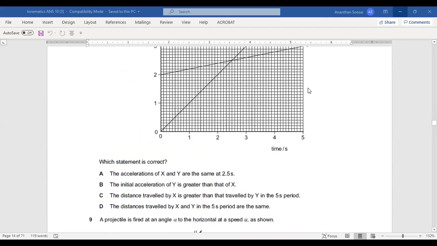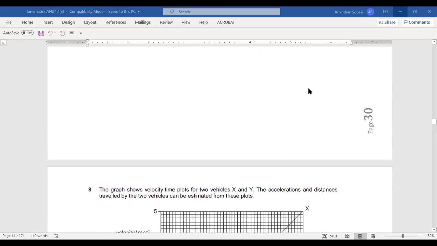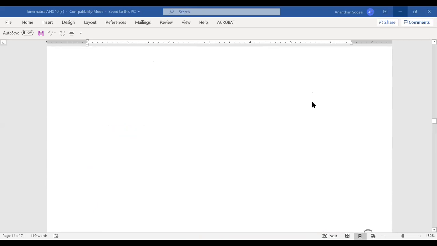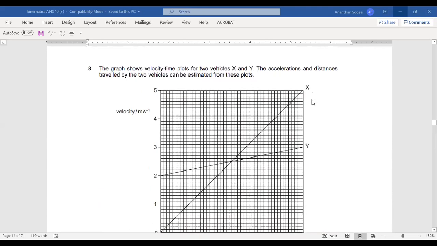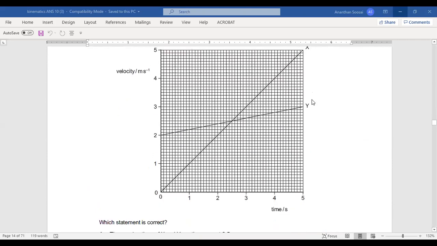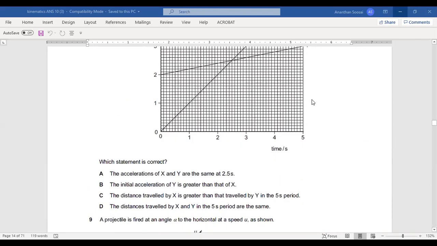Okay, this question. Question 8. This is November 6, question 8. Read through the question first. So X and Y are moving. This is a velocity versus time graph. Scroll down. Which statement is correct for the graph? Okay, which statement is correct?